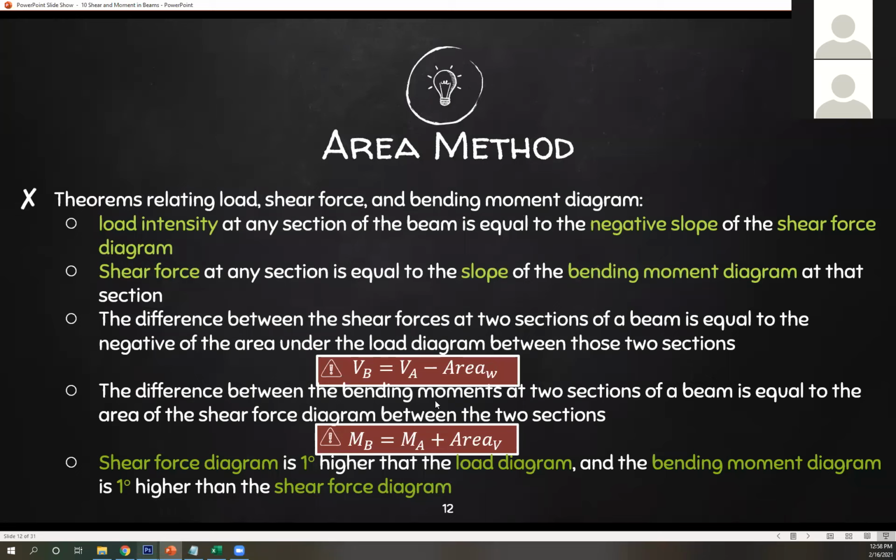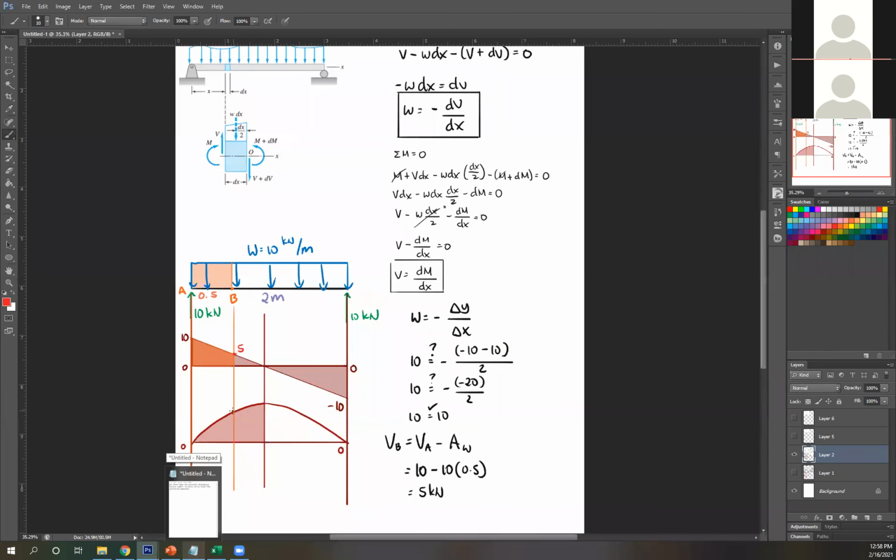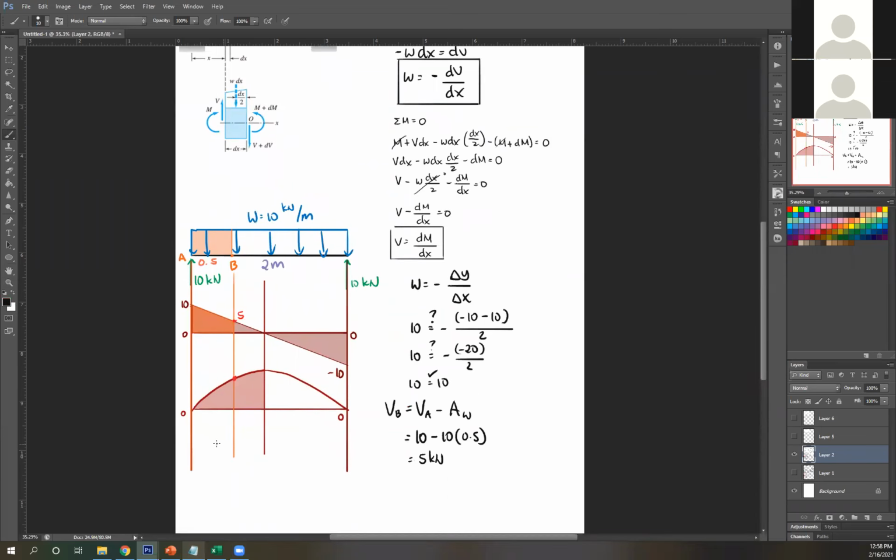Then, the difference between the bending moments at 2 sections of the beam is equal to the area of the shear force diagram between those 2 sections. So let's say I want to know the moment at B. It's just the area of your shear force. So let's solve for the moment at B. Let me delete this. So the moment at B is just the moment at A minus the area of your shear force.